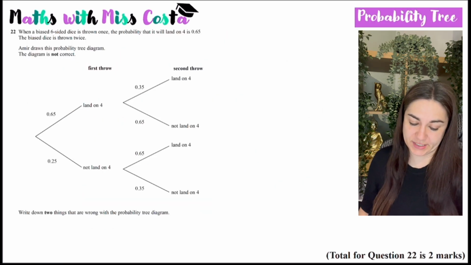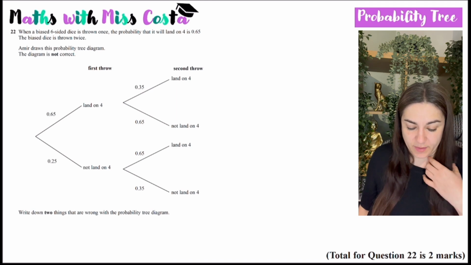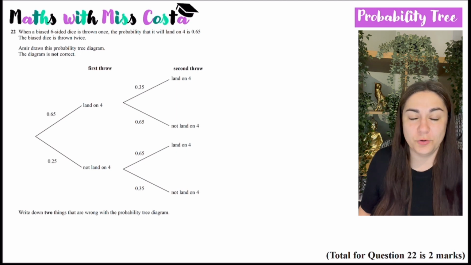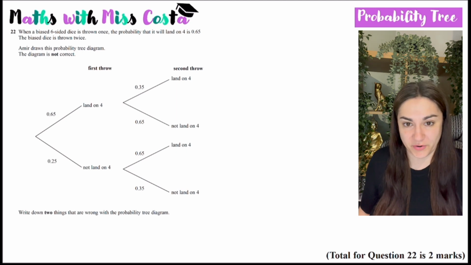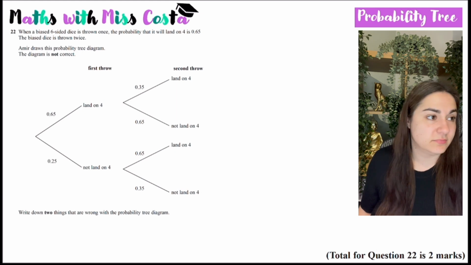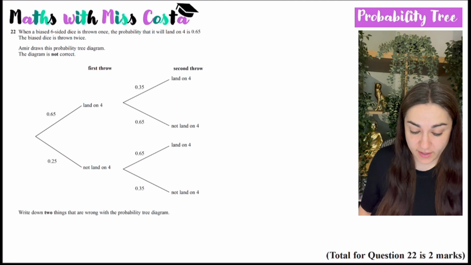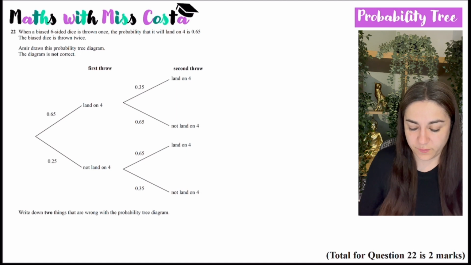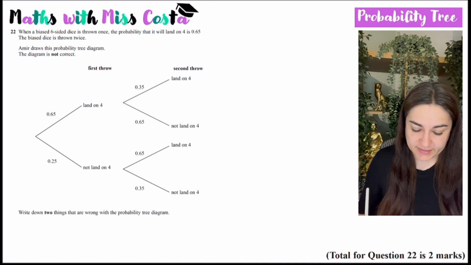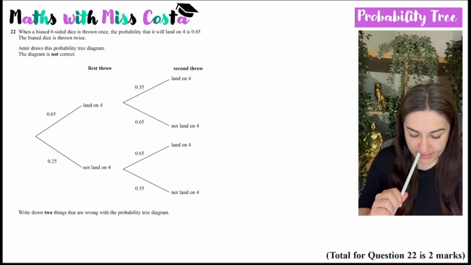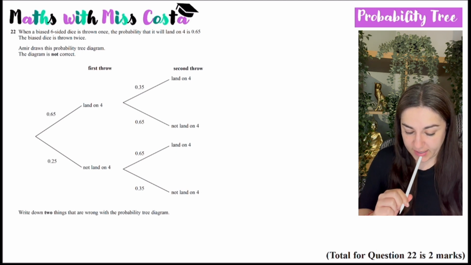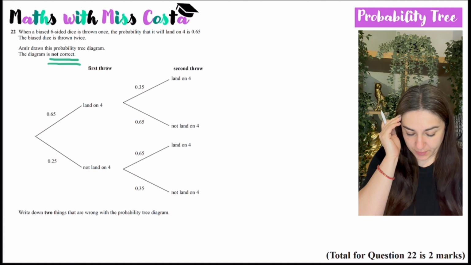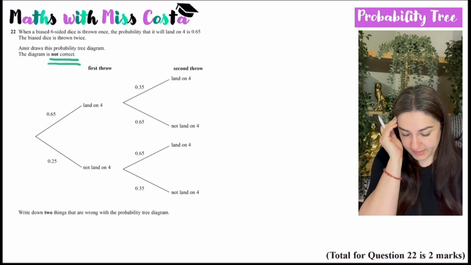Okay, next I've got a probability tree. I'm told that a biased 6-sided dice, and biased means that it's not fair, it's not like a normal one, something's happened to it, like a weight has been put on it to make it land on one side more times than the other side. When the biased 6-sided dice is thrown once, the probability that it will land on 4 is 0.65. The biased dice is thrown twice. Amir draws this probability tree diagram, and we're told that the tree diagram is not correct. So I'm told to write down 2 things that are wrong with the probability tree diagram.